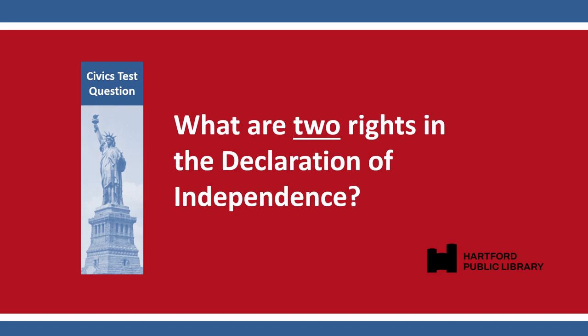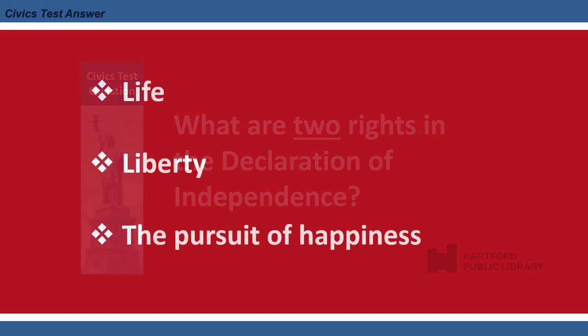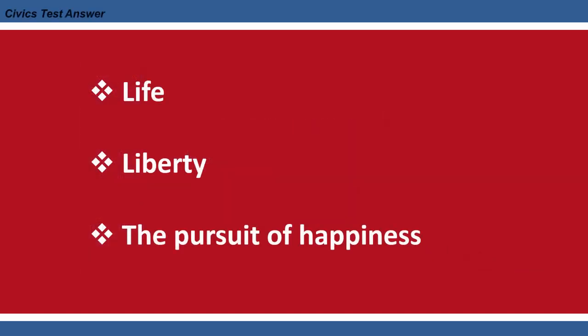Civics test question. What are two rights in the Declaration of Independence? Life and liberty. The Declaration of Independence states that everyone has the right to life, to liberty, and to the pursuit of happiness. It says that the government should protect people's rights, not take them away.